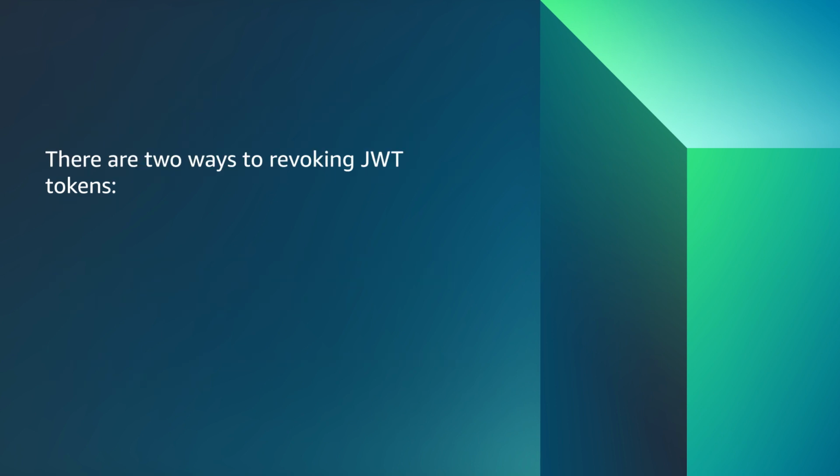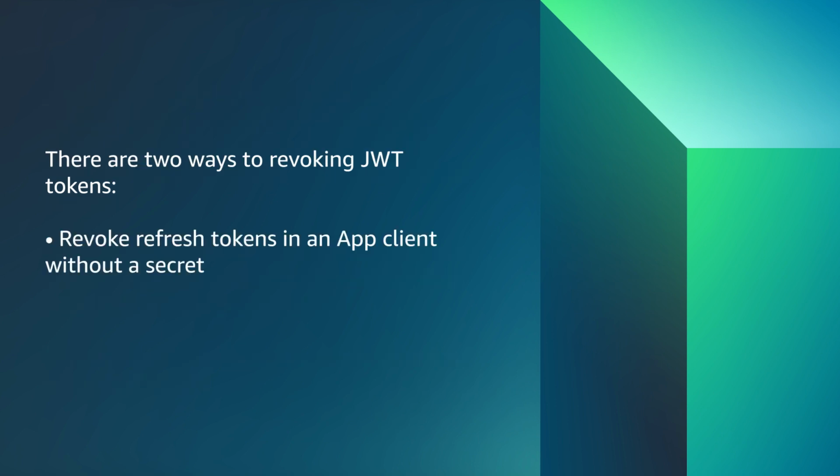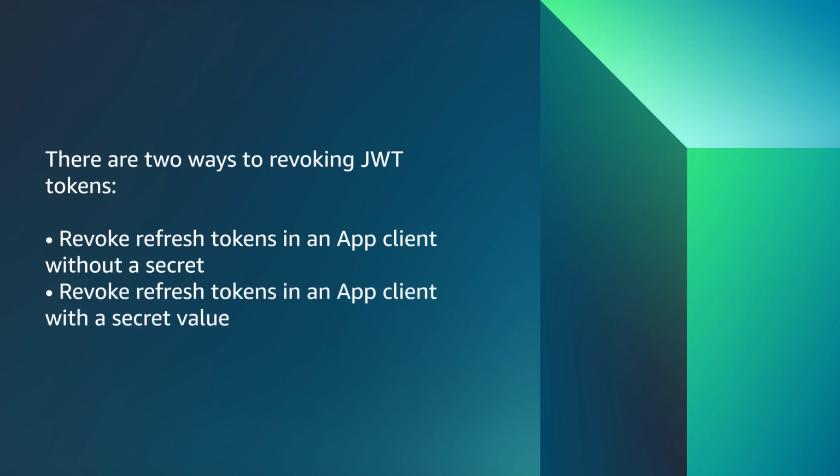There are two ways of revoking JWT tokens. Revoke refresh tokens in an app client without a secret. Revoke refresh tokens in an app client with a secret value.